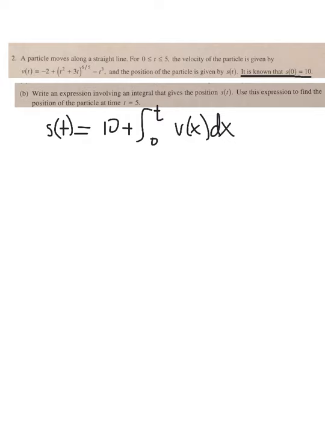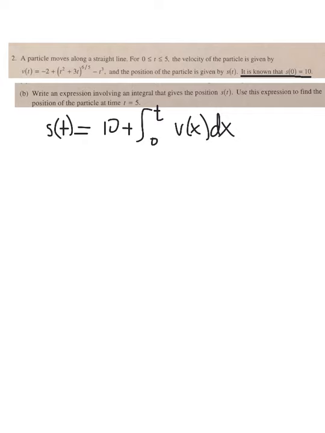All right, so this is a two-part question. The first part wants an expression for the position. Well, we know that the position is the integral of the velocity, and we also have an initial amount. So we should start with 10 plus the integral from 0 to some time t of the v equation, v of x dx. If you read the first sentence, it says write an expression involving an integral that gives the position s of t.